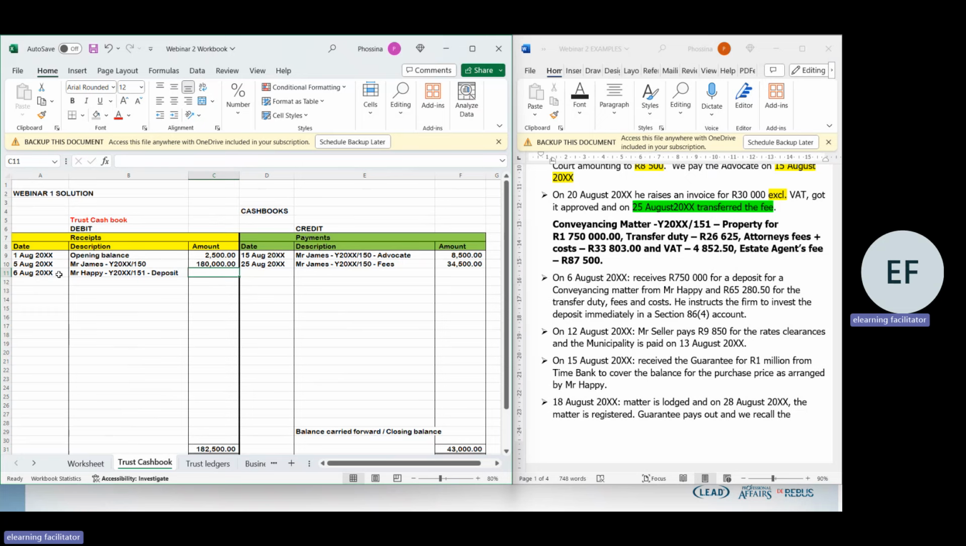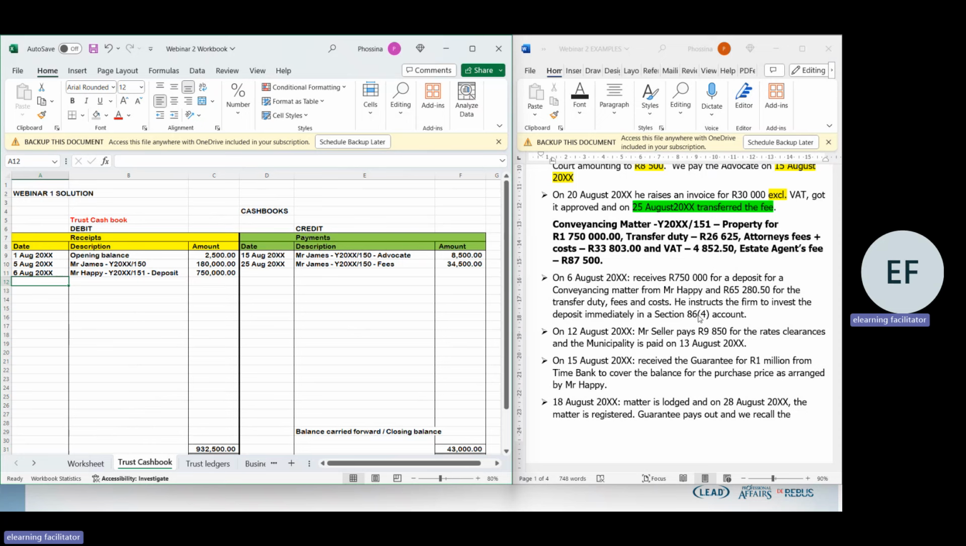So in your assignment, this is what we expect from you. Don't just put amounts. Some people tend to be lazy, and you only see amounts 2,500, 180, and then you see 750,000, and you don't see where it is coming from. They don't put anything. That is not what we do in accounting. We go into detail, we indicate what is what.